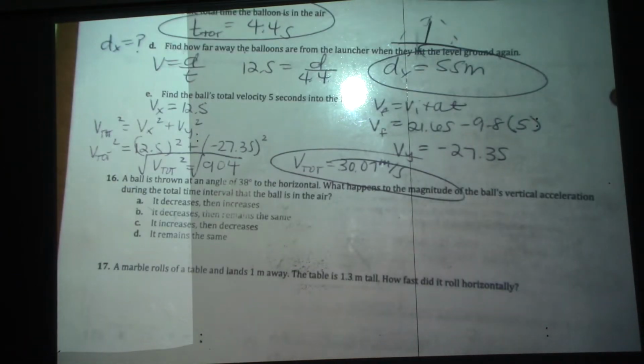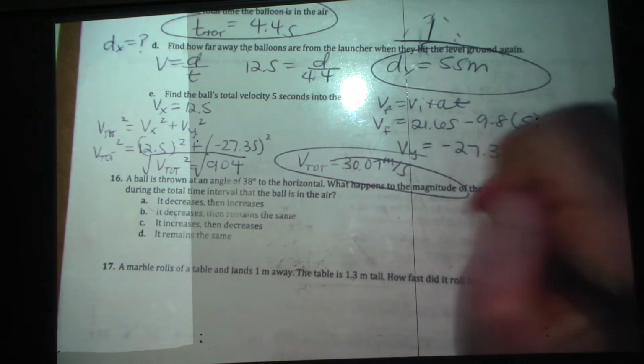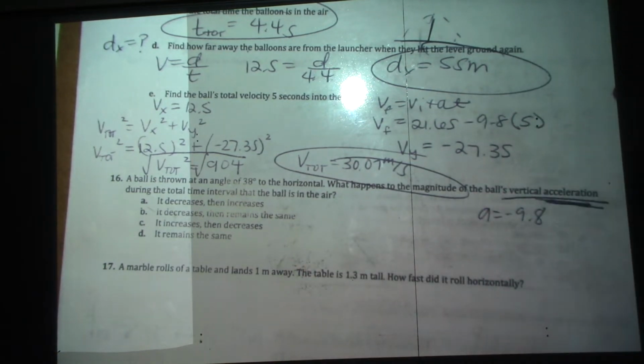A ball is thrown at an angle of 38 degrees. What happens to the magnitude of the vertical acceleration during the total time that the ball is in the air? Your vertical acceleration is negative 9.8 at every single point, so it remains the same.